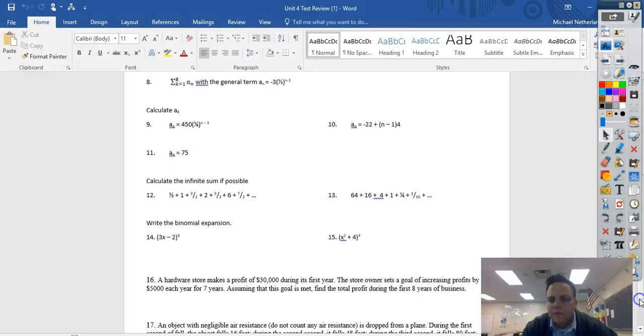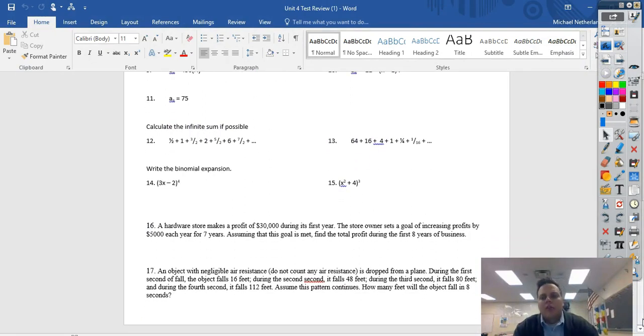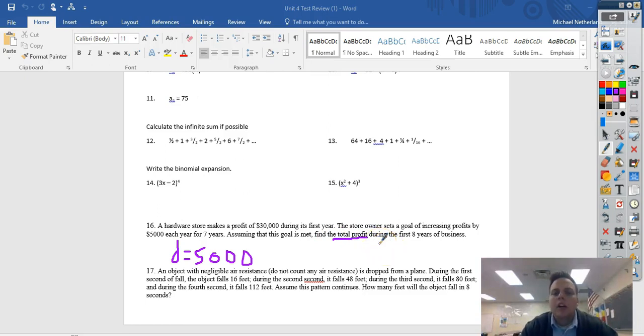Alright, next problem. Problem 16. A hardware store makes a profit of $30,000 during its first year. The store owner sets a goal of increasing profits by $5,000 each year for 7 years. Okay, so you should already realize that's going to be arithmetic, with d being equal to 5,000. Alright. Assuming that this goal is met, find the total profit. That means find the sum, S-U-M. Find the sum, okay?